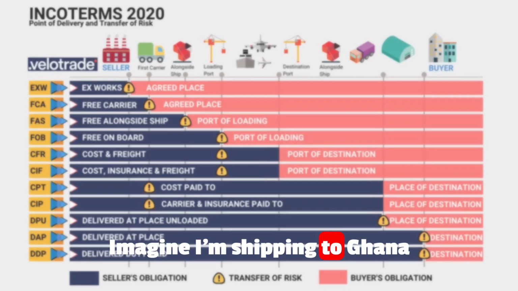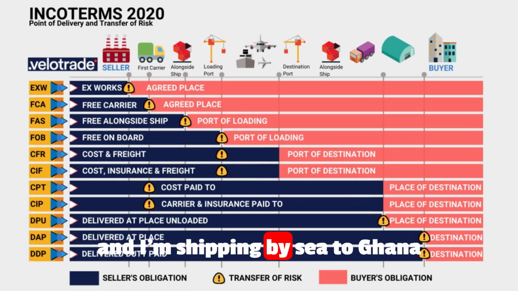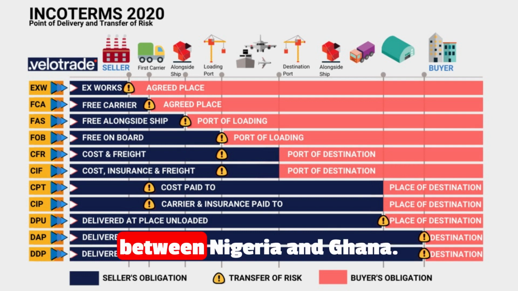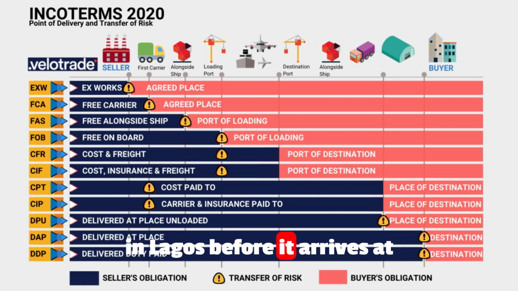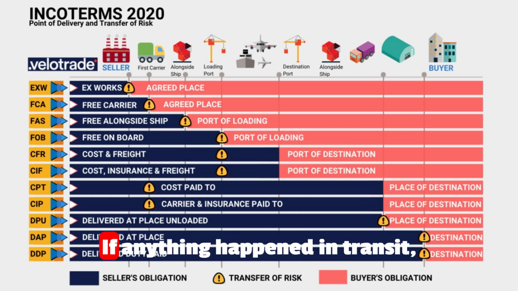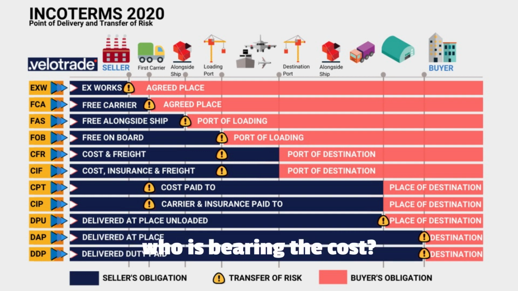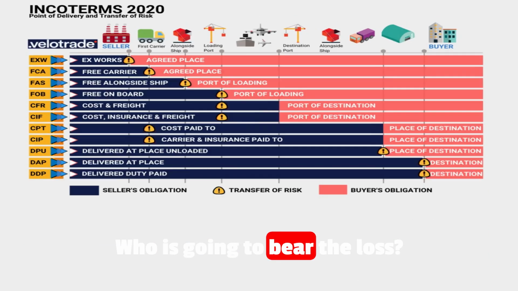Imagine I'm shipping to Ghana by sea. Between Nigeria and Ghana, when the goods leave Apapa port in Lagos, before they arrive at Tema port in Ghana, if anything happens in transit, who is bearing the cost? Drop it in the chat. Who is going to bear the loss?